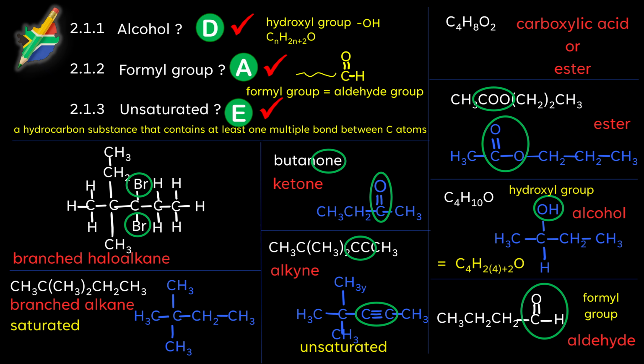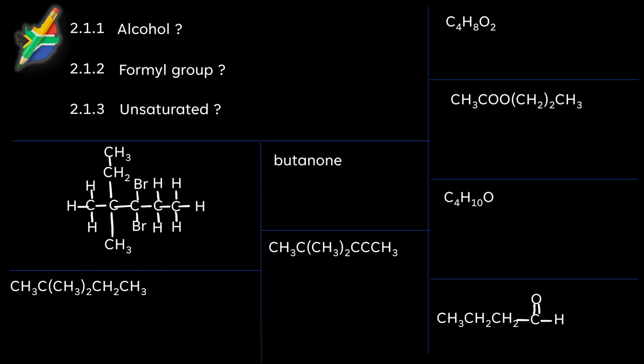Here we need to select the alcohol, the substance with a formyl group, and an unsaturated species. These are the compounds given to us. An alcohol must contain a hydroxyl group. The carbon to which the oxygen is attached must not be bonded to any other oxygens. Alcohols have the general formula CnH2n+2O.